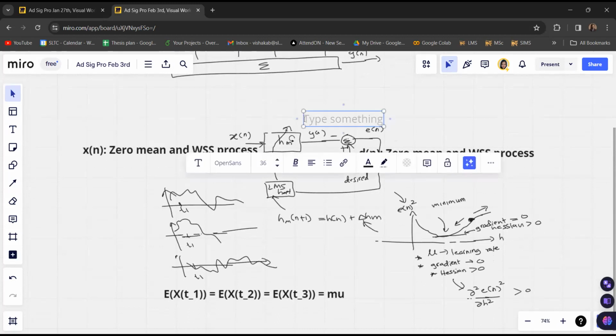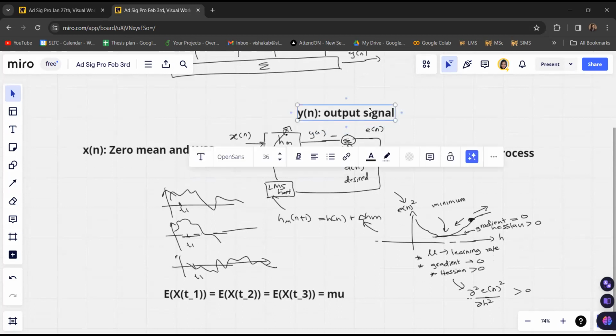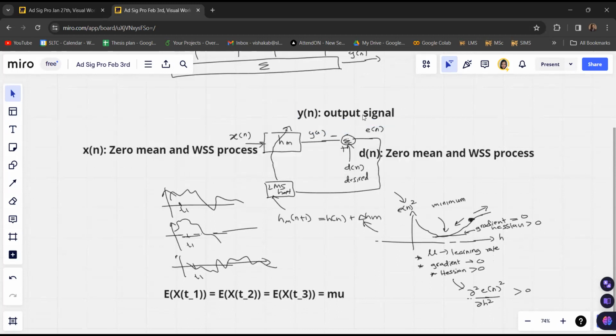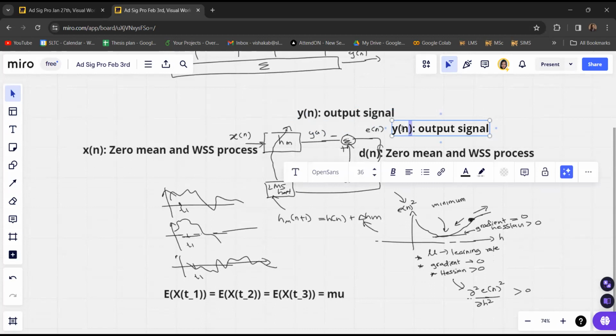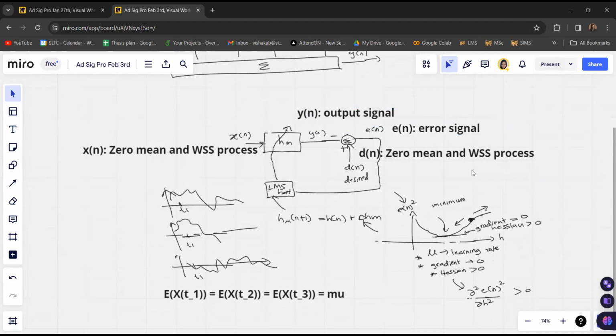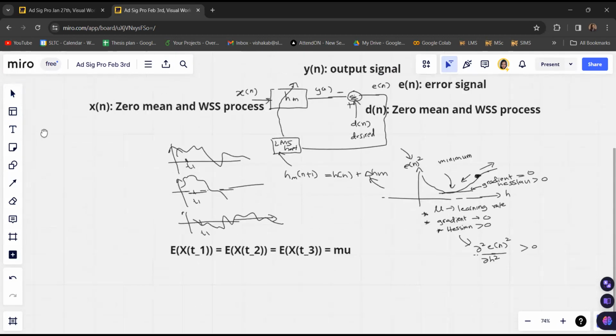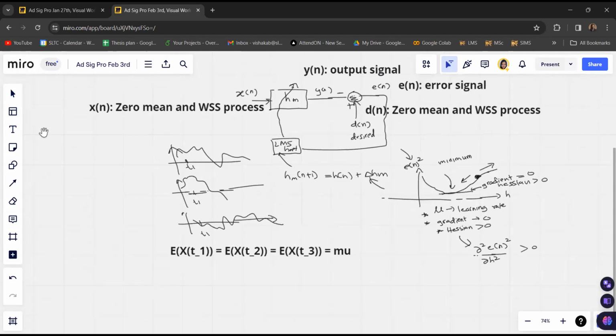So this y[n] is the output signal. And we consider that this filter is an M-tap filter having M coefficients.